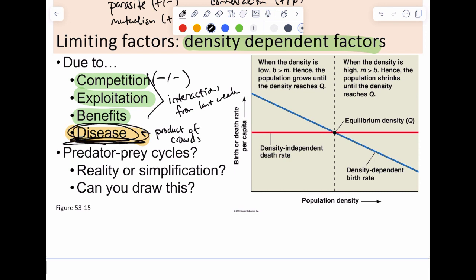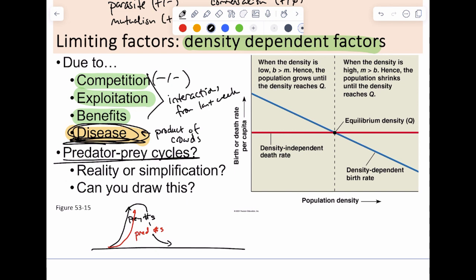Similar to this disease thing is this thing called the predator-prey cycle. I'm sure you've heard of the predator-prey cycle, which is saying that if you have an increase in the prey numbers, what that will allow is for an increase in the predator numbers. When you have lots of predators, they're going to eat all the prey, and the result is the prey numbers drop down because they're being eaten. But when you don't have any things to eat, then the predator numbers are going to drop down.